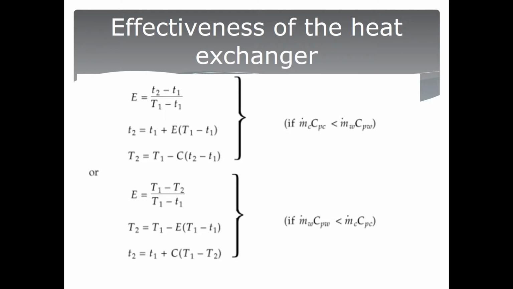The effectiveness of the heat exchanger is a function of the capacitance of the cold side and the hot side. Based on the ratio of the capacitance of the cold side to the hot side, we use the following equations. If the ratio is less than 1, we use the first set of equations. Otherwise, we use the second set of equations. And based on that, this is the variation of the effectiveness with the number of transfer units.